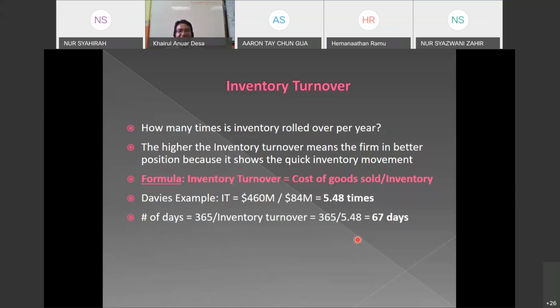Yes. Thank you. We have to compare. Okay, we have to compare with the previous years. Okay, kita bandingkan dengan tahun lepas. Adakah tahun lepas kita buat inventory turnover kita 100 hari. Tahun ini kita dapat 67, meaning that our company ada improvement. Okay, semakin bagus. Daripada 100 hari tahun lepas, tahun ini kita 67 hari.